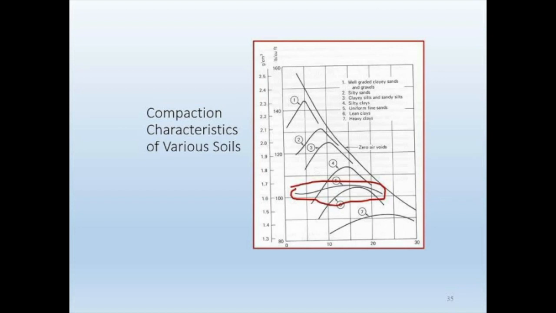The other one we use is down here, number 5, uniform fine sands. And this illustrates the point that if we have a fairly uniform fine sand, it does not compact well. We see over a range of compaction levels that the density of this really does not change very much. And that's why uniform fine sands are used in athletic field construction.